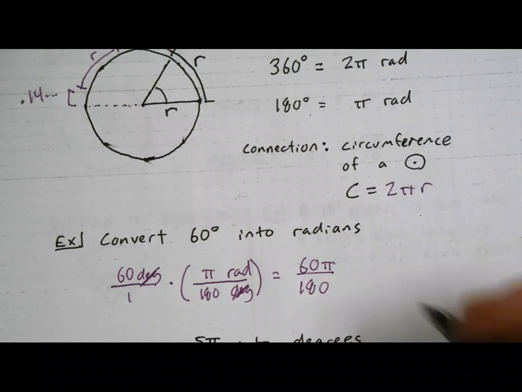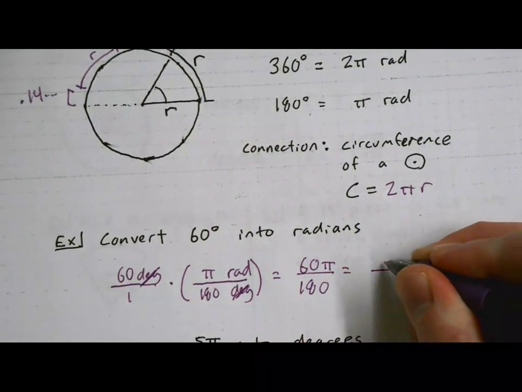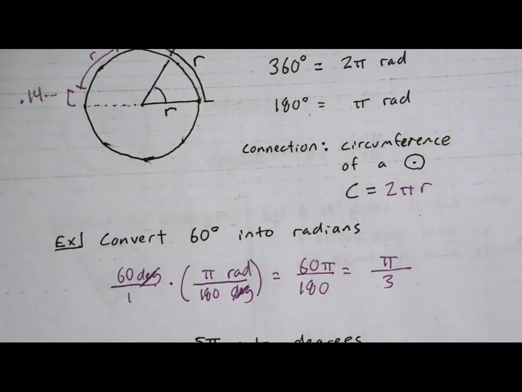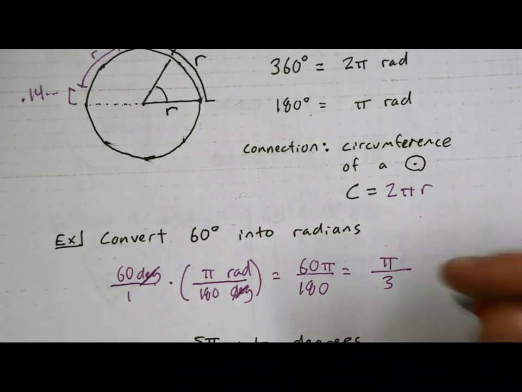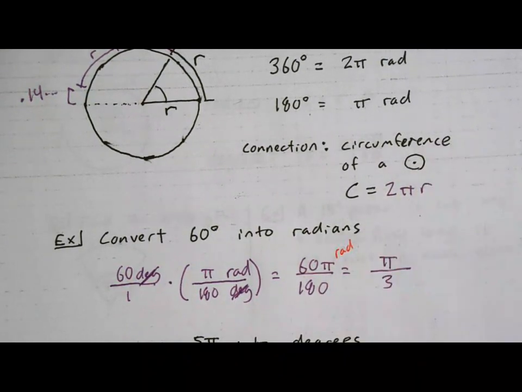60 over 180 does simplify. That would be 1 pi over 3. Both of those are divisible by 60. And I did not write my units in here. I can if I want to. But it turns out that radians are a unitless measure. I don't want to get into what that means exactly right now. But what it means to you is you do not have to write radians next to a radian answer. If I ever see an angle and it doesn't have a unit next to it, I will assume that you're talking about radians.